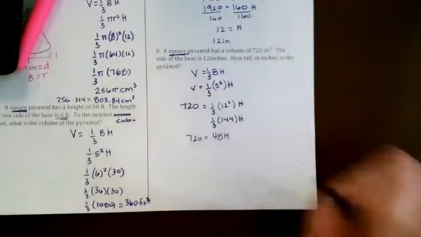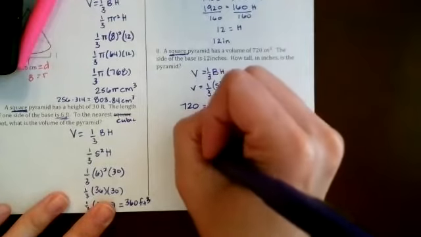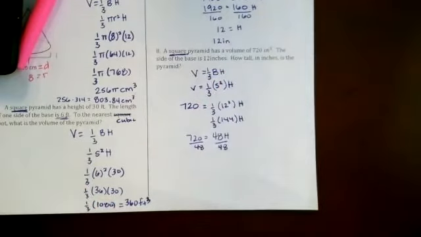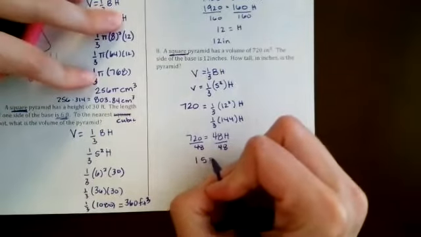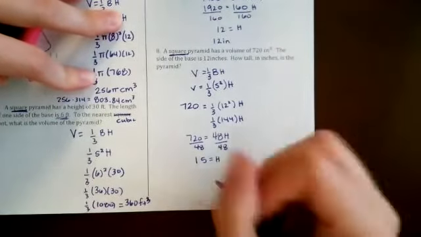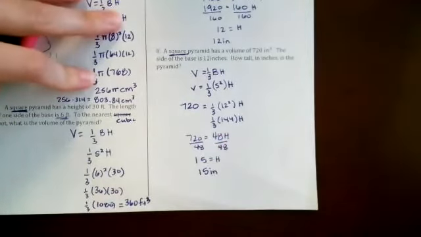So now I have 720 equals 48h. And I'm going to divide both sides by 48. And I get 15 is equal to h. So the height of my pyramid is 15 inches.